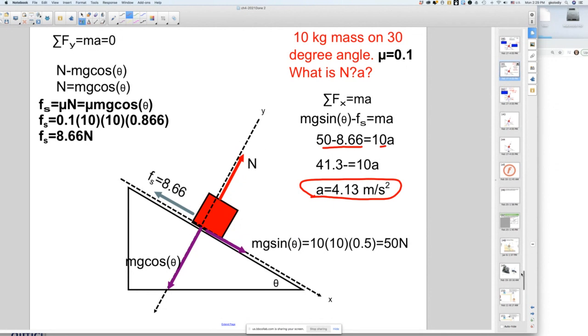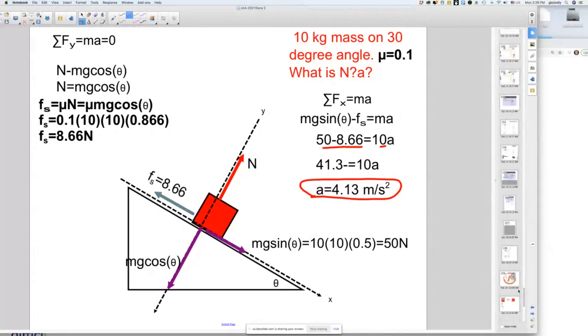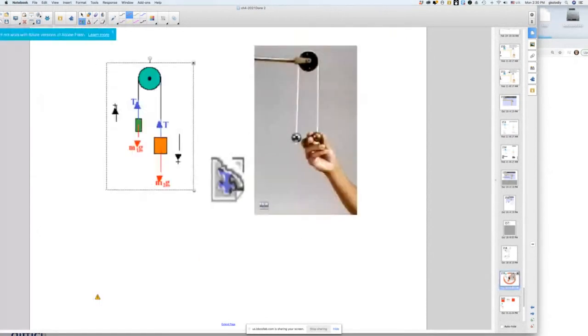So there's one more example I'd like to do. And I have a simulation that goes with this. This is called the Atwood machine. And it looks like this. An Atwood machine is a pulley, and you have two masses on each side. If the masses are not the same, then if you let this go, this will start accelerating down. Now I'm going to show that to you in a little simulation in a minute, but I'm going to come back to this in a second.